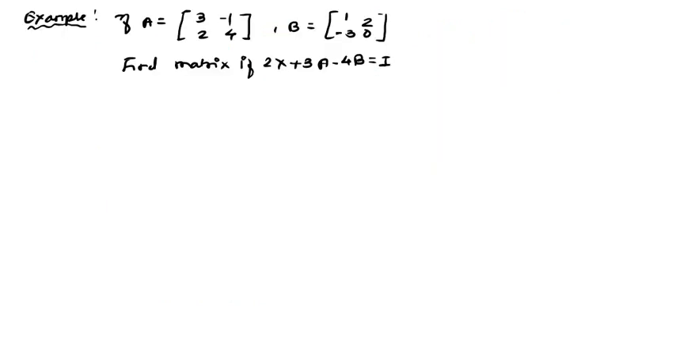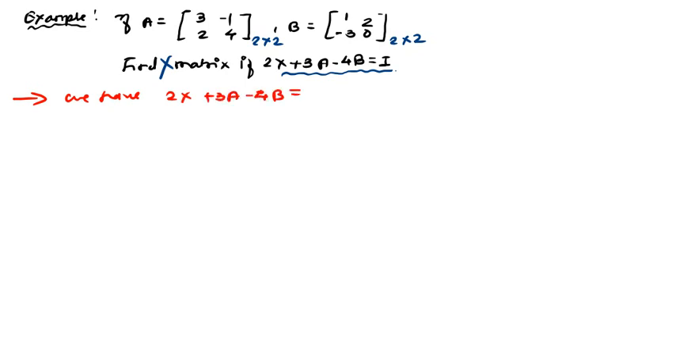Okay, we'll see one more example. We have given the matrix A, which is of order 2 by 2, and the matrix B of order 2 by 2. Then we need to find the value for x if this equation is given to us. So if you see this example, we need to find the value for x. First, we have this equation: 2x plus 3A minus 4B is equal to I. This I denotes the identity matrix.